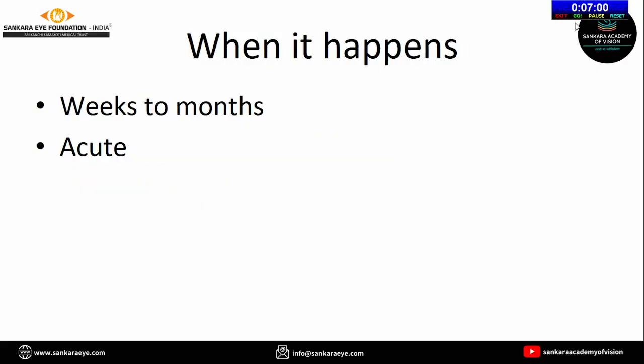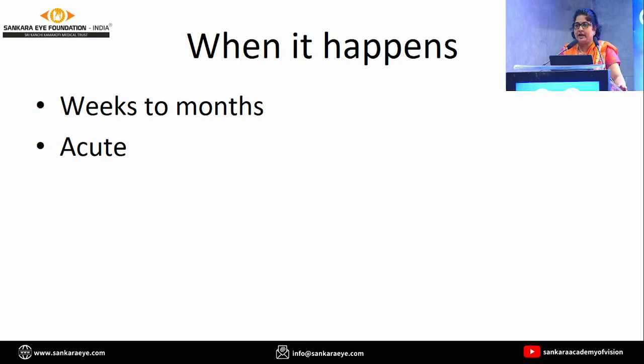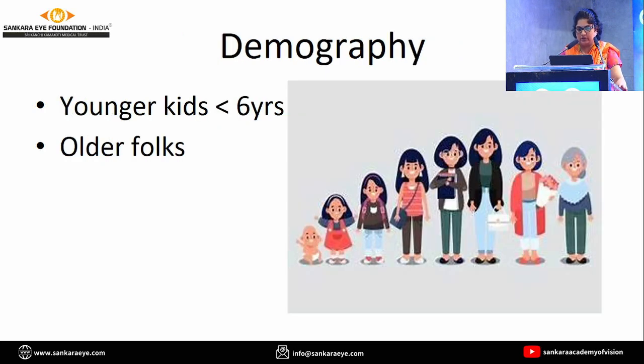It can happen acutely or over a period of weeks to months. The acute phase we will encounter in case of depot steroids like intravitreal triamcinolone, or if the patient is on high potent topical as well as systemic steroids. But most commonly we see it after 3 or 4 weeks of steroid therapy.